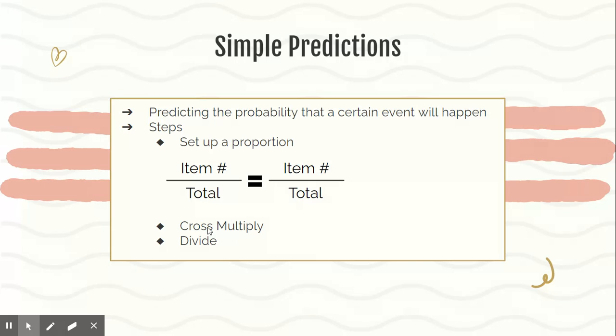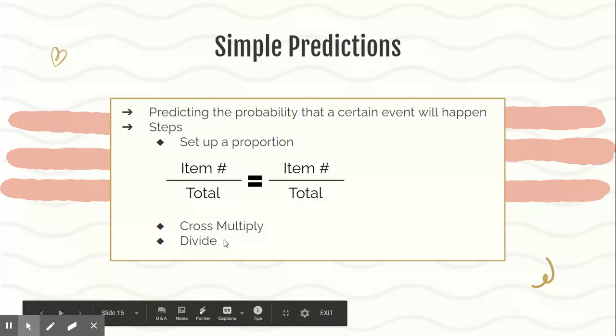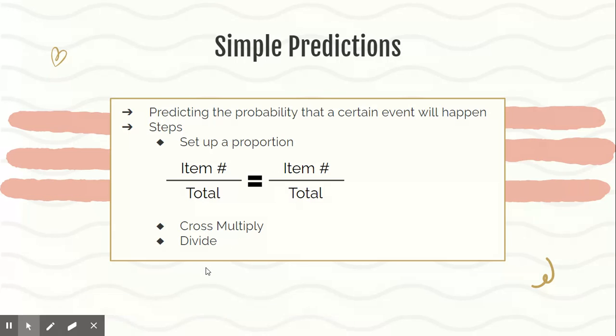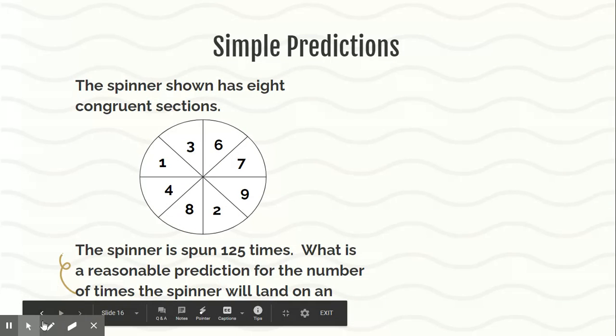Okay, and then like every proportion, we're going to cross multiply and then divide. Okay, so proportion, cross multiply, divide. It's just like when we're setting up proportions, okay? Same steps and everything. Okay, so let's look at this.